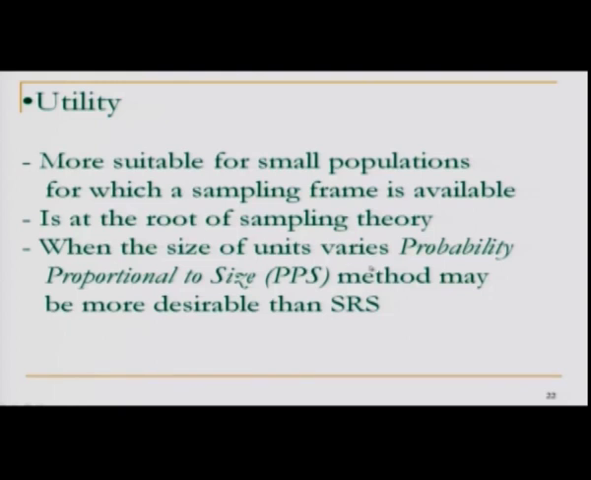When the size of units varies, probability proportional to size method may be more desirable than simple random sample. It is like selecting some respondents from villages of different sizes. In simple random, you need a complete listing of all the possible respondents or subjects.